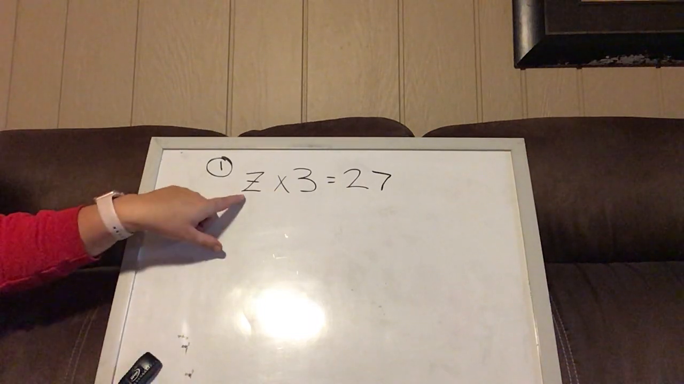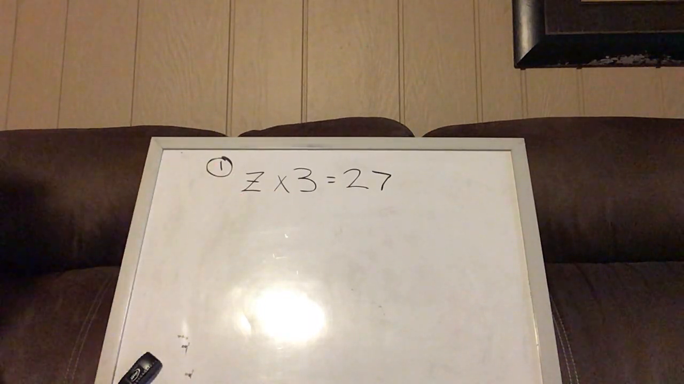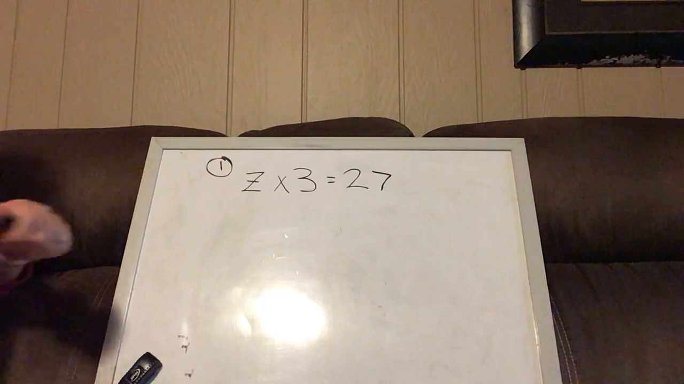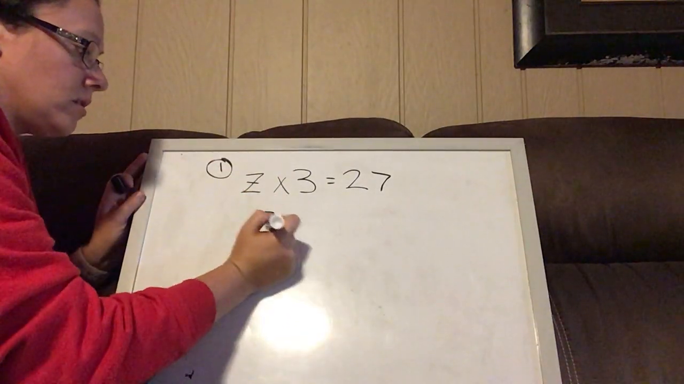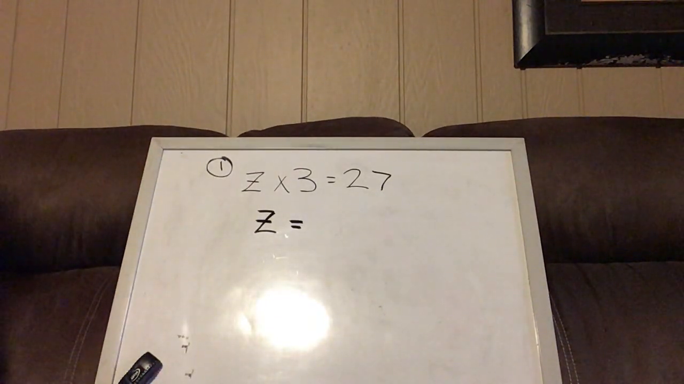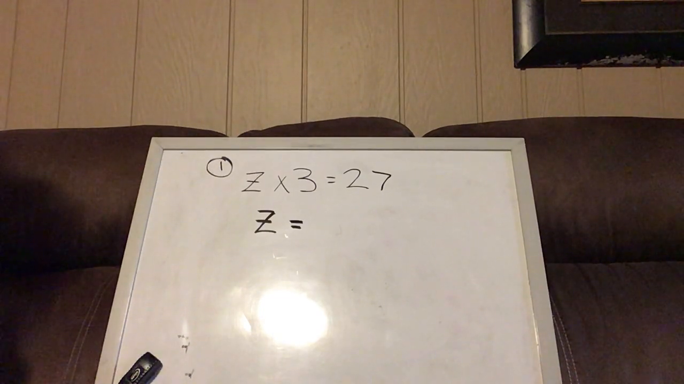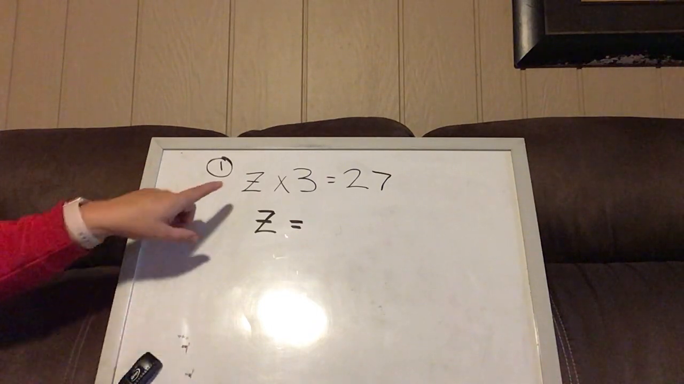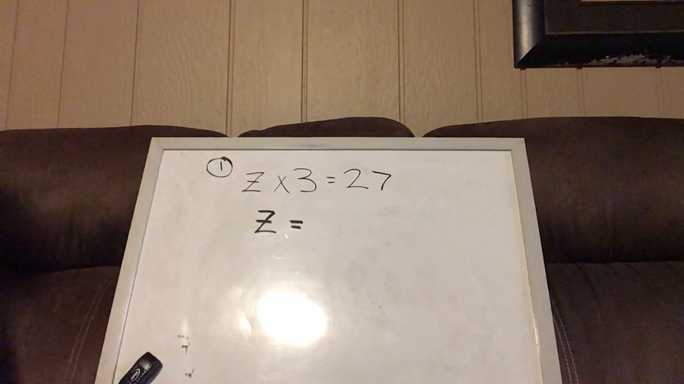We have a variable of z, math vocab word there, variable. And they want to know, what is z? What does z equal? And I say this as review because when we check our work, we use opposite computation to check our work, and you guys already know how to do that. So we need to know what times 3 would give us 27. Well, we know that multiplication is a partner with division. So I could divide here to find out what is z.